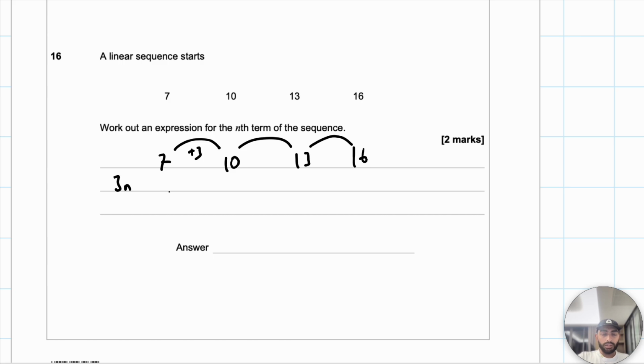So I write 3n, and the sequence for that: 3 times 1 is 3, 3 times 2 is 6, or it's my 3 times table, 3, 6, 9, and 12. What have I adjusted my 3 times table, or 3n, to get to here? I've added 4 there, I've added 4 there, and I'm always adding 4. So the sequence is going to be 3n plus 4.